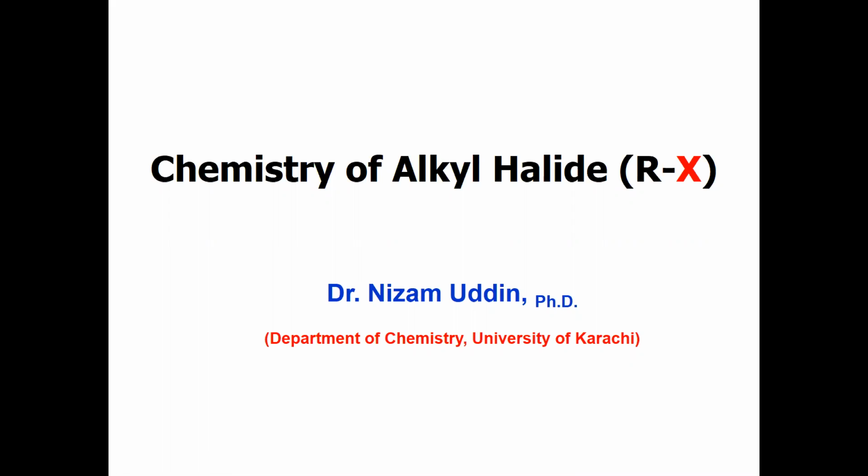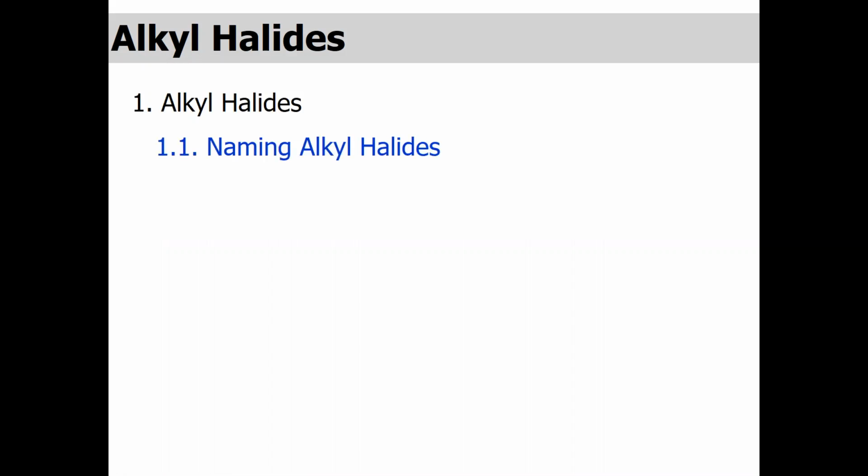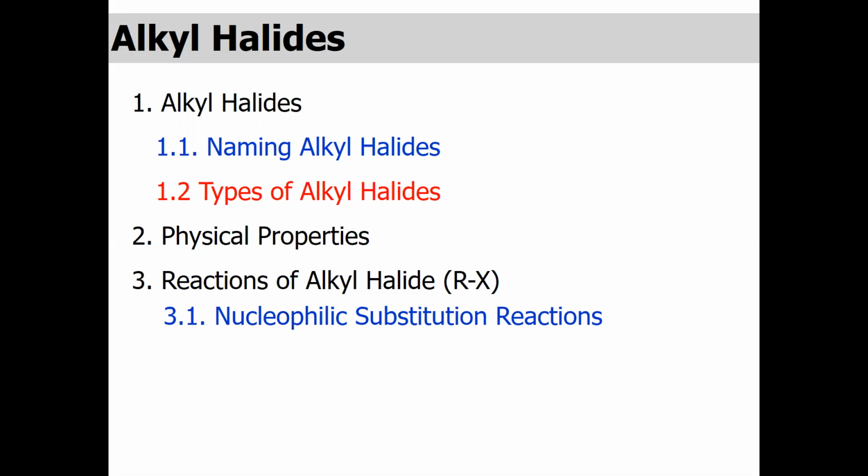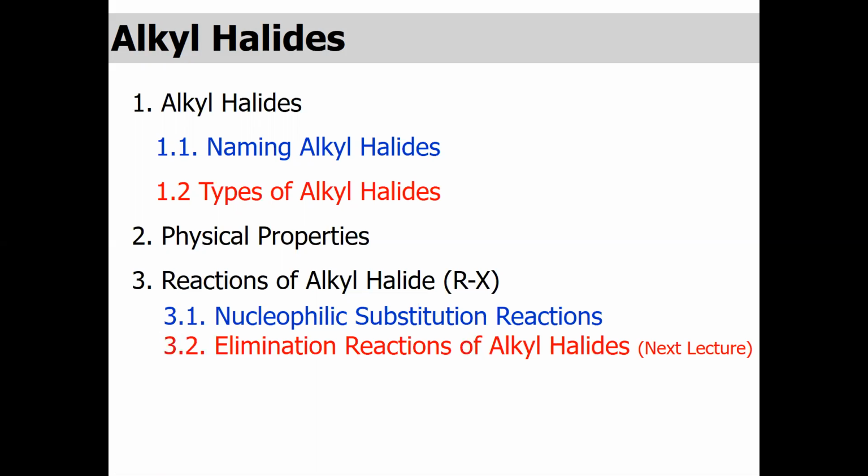Today we are going to discuss the chemistry of alkyl halides. In today's lecture, we will discuss what alkyl halides are, how to name alkyl halides, and the types of alkyl halide. We have different types. And then we will discuss the physical properties, followed by the reactions of alkyl halide. In reactions of alkyl halide, we will mainly cover nucleophilic substitution reaction in today's lecture, while elimination reactions of alkyl halide will be discussed in the next lecture.